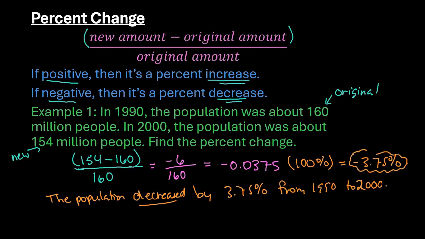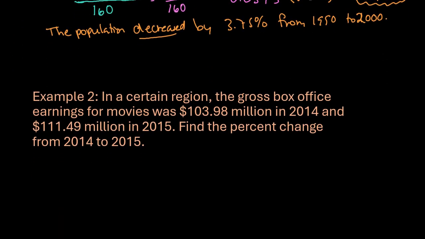So let's look at another example just to make sure that you understand how to use the formula. So for this one, in a certain region, the gross box office earnings for movies was $103.98 million in 2014 and $111.49 million in 2015. And so we want to find the percent change from 2014 to 2015.